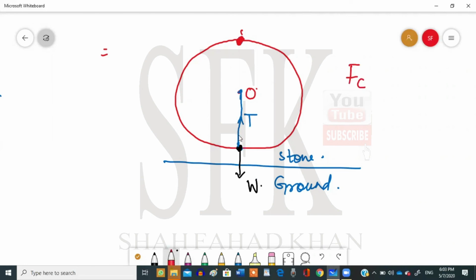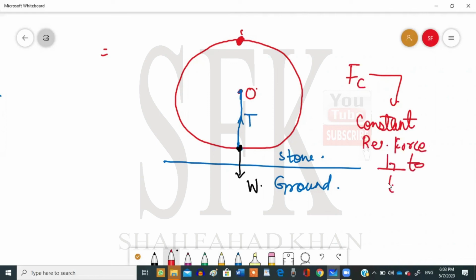That centripetal force also acts towards the center of the circle. Okay, now the tension and the weight are forces. They are two different forces. But centripetal force is the resultant force. Remember, centripetal force by definition is the constant resultant force that acts perpendicular to the velocity of an object moving in a circular path.